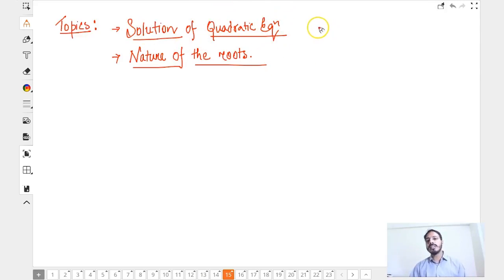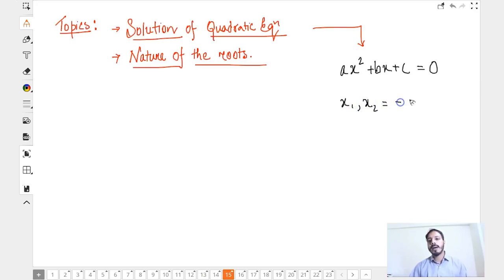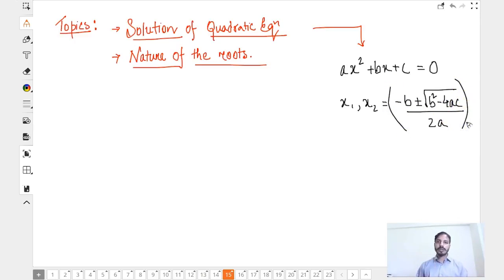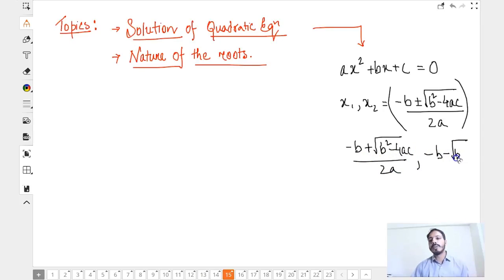And from the completing the square method, we can derive a formula for a quadratic equation. That means this is very important. So this is something new which you have learned in this grade. That is, suppose you have a quadratic equation ax square plus bx plus c equal to 0. By completing the square, you can directly write the roots x1 and x2 as minus b plus minus square root of b square minus 4ac by 2a. Right? So these are the two roots. One root will be minus b plus square root of b square minus 4ac by 2a, and the other one will be minus b minus square root of b square minus 4ac by 2a.